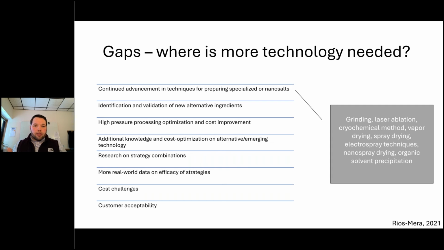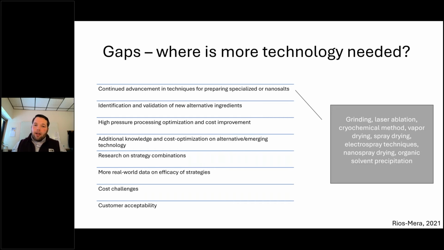New alternative ingredients, some of the ones that Dr. Glass spoke of, combinations of organic acids, etc. Identifying and validating those. Optimizing and improving cost of high pressure processing. Providing additional knowledge and cost optimization on those alternative or emerging technologies.